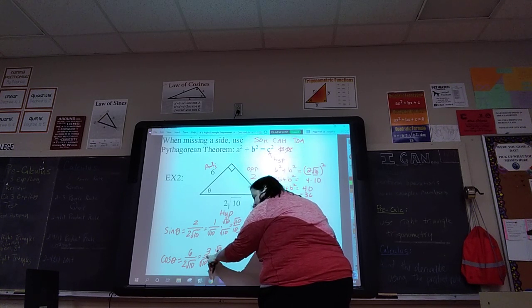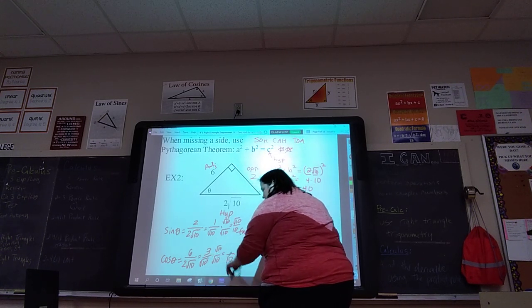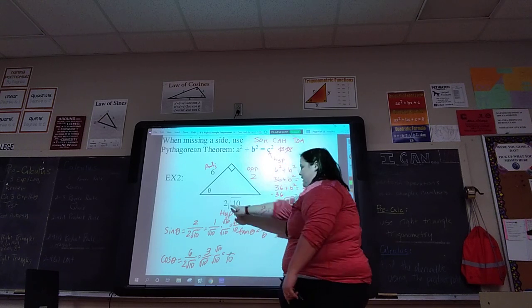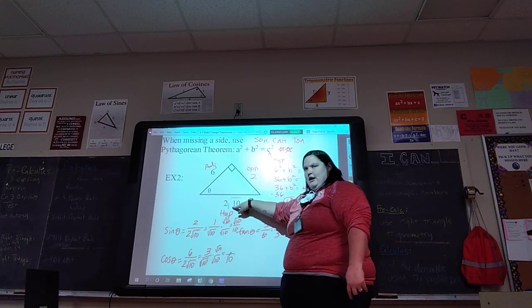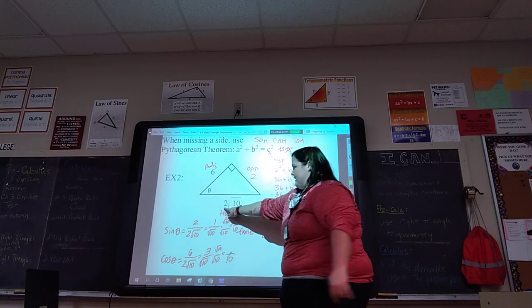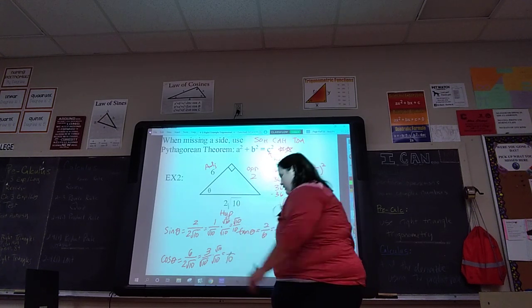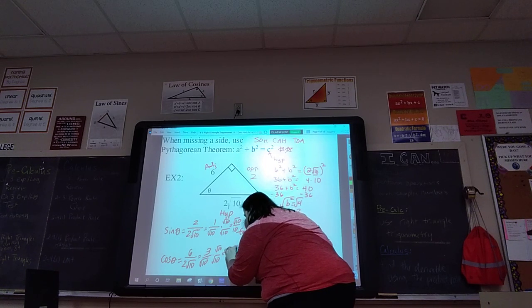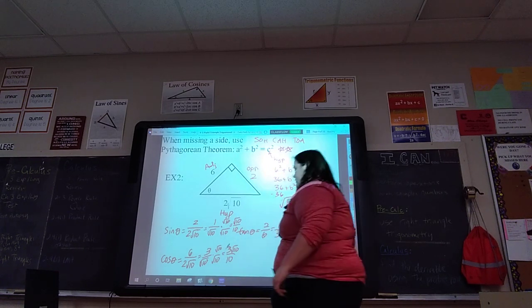Now with this one, 3 times the square root of 10. The 3 doesn't have a square root, and the 10 does. So just like here, notice there's a real number and a square root. You can't actually multiply these two numbers together. So it's going to end up looking like this: 3 square root of 10 on the top, over 10 on the bottom. There's cosine.